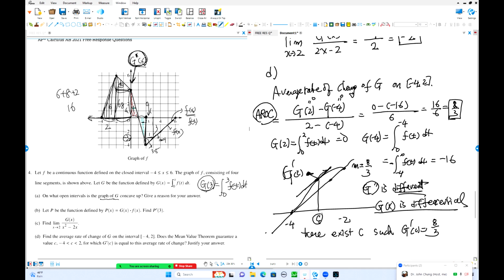So can we use the mean value theorem or not? Because this is differentiable, right? From negative 4 to 2 over here, they all have derivative values. G prime is over here, right? That's continuous, isn't it? All continuous. So this is differentiable, okay? So we can guarantee, because G of x is differentiable, there must be a C such that G prime C equals the slope of this secant line, 8 over 3.